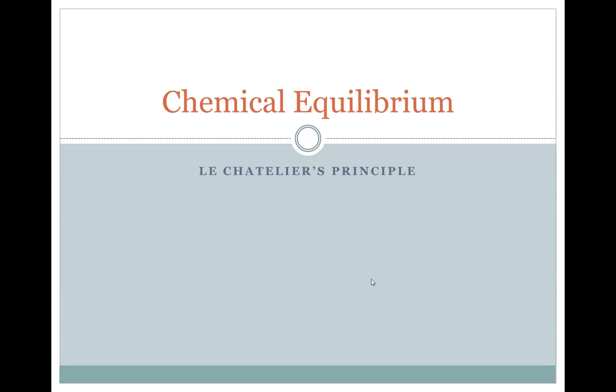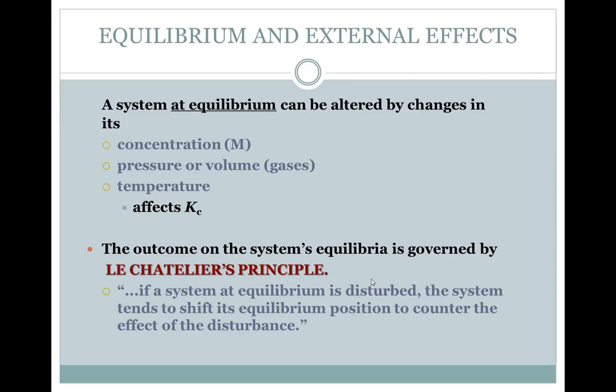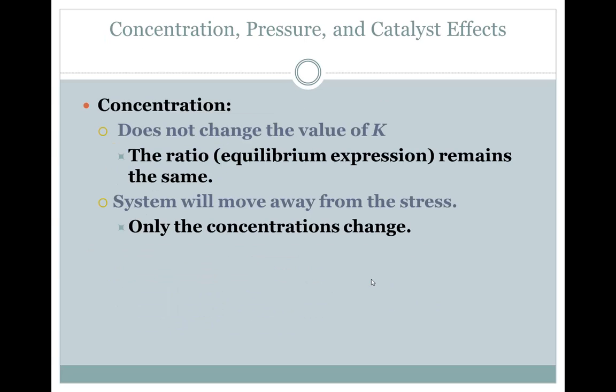In this tutorial, we will be discussing Le Chatelier's principle. A system at equilibrium can be altered by changes in its concentration, pressure or volume, and temperature, which actually affects its equilibrium constant. The outcome on the system's equilibria is governed by Le Chatelier's principle. If a system at equilibrium is disturbed, the system tends to shift its equilibrium position to counter the effect of the disturbance. So let's focus on concentration first.